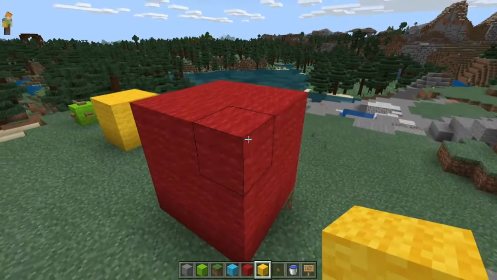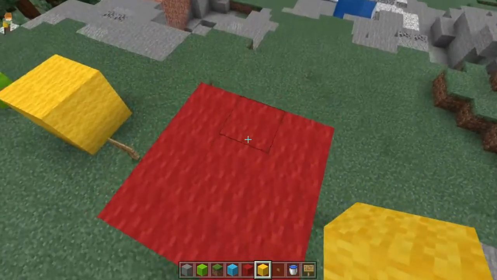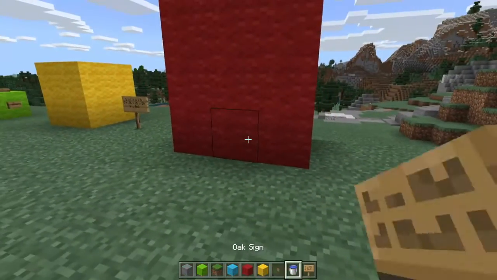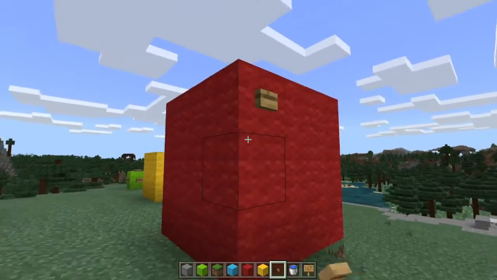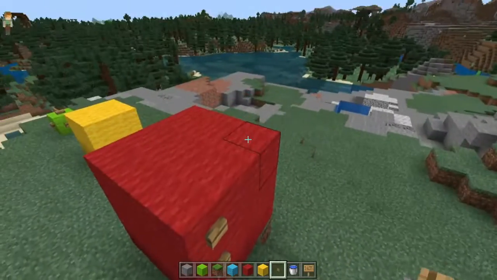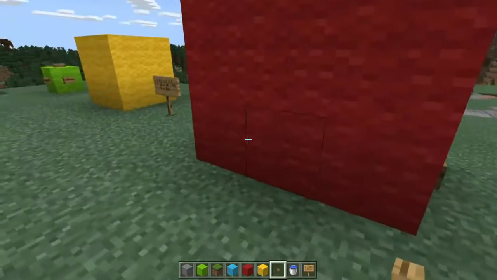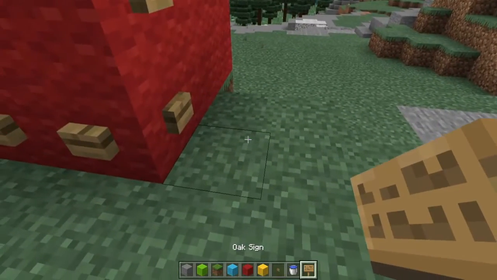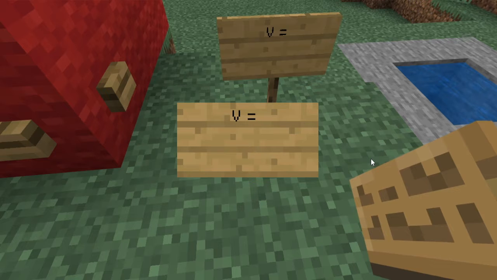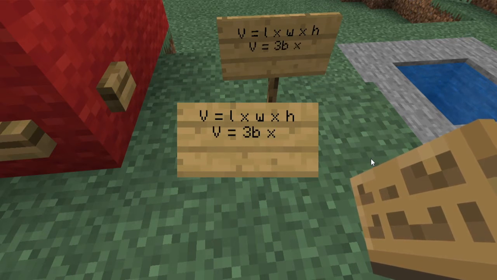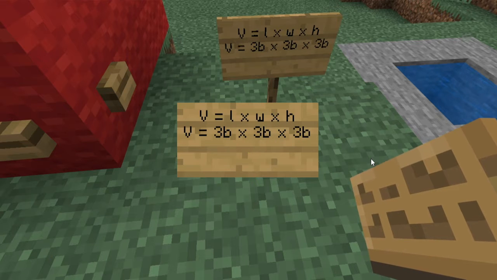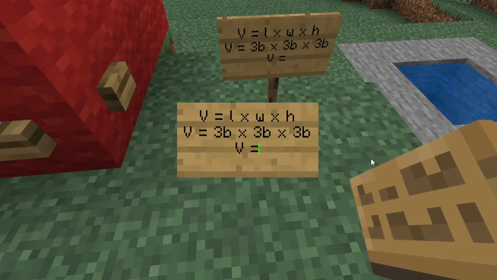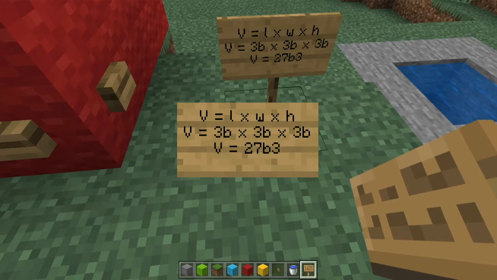So let's look at this one now. This one is even bigger. Once again, it occupies a bigger space. And let's look at the height. So height is 1, 2, 3. The length is 1, 2, 3. And the width is also 1, 2, 3. So we can plug this into our formula. Volume equals length times width times height. Volume equals 3 blocks times 3 blocks times 3 blocks. So volume equals 3 times 3 is 9, and then 9 times 3 is 27, so 27 cubic blocks.